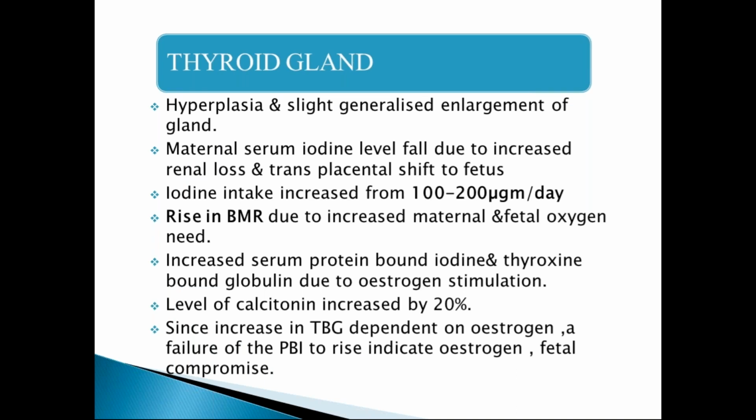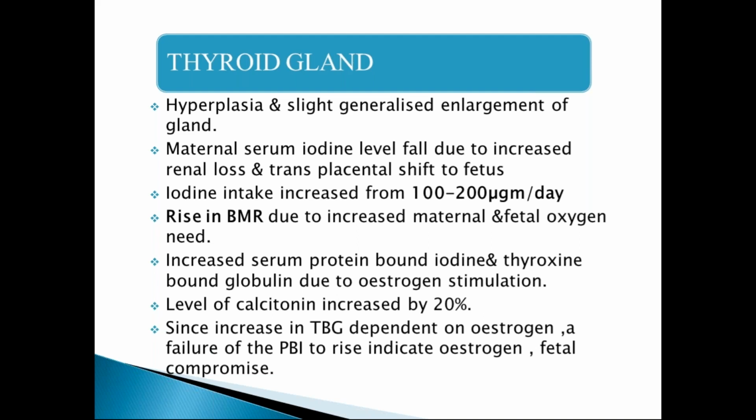enlargement of the gland. The maternal serum iodine levels usually fall due to increased GFR and increased excretion of iodine through the kidneys and transplacental shift to the fetus. So some part of the maternal iodine is going to the fetus and some part is getting excreted through the kidneys. Thereby, maternal serum iodine levels usually fall. Therefore, you have to advise a pregnant woman to take iodine. Intake of iodine should be increased from 100 to 200 micrograms per day.